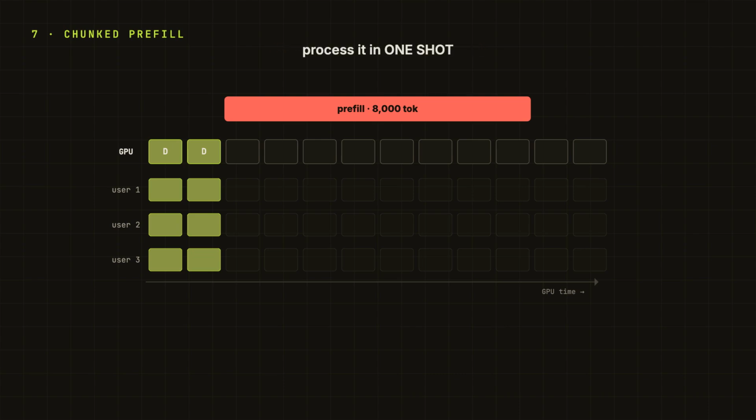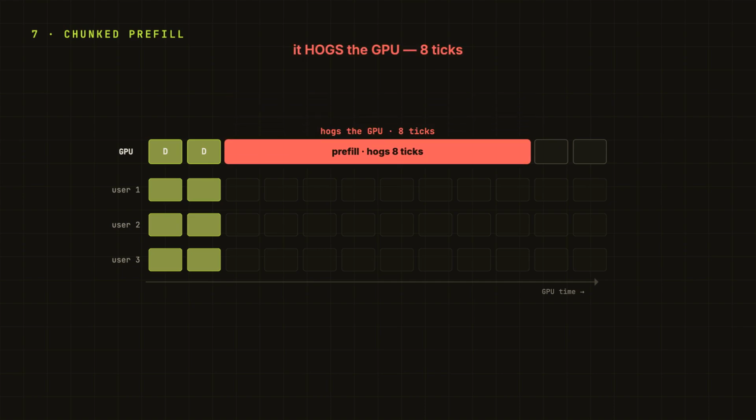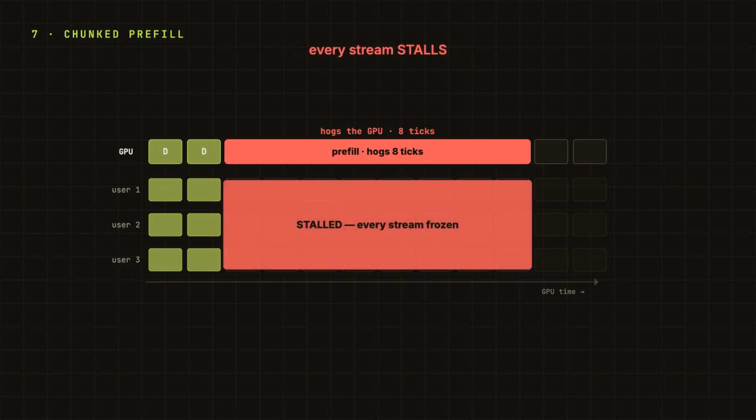If we process that whole prefill in one shot, it's like a truck pulling into a single lane road. That one big prefill hogs the GPU for, let's say, the duration of 8 decode ticks, and during those ticks, everybody else's stream just stalls. Their tokens stop coming, their answer freezes mid sentence, and the user has no idea why.